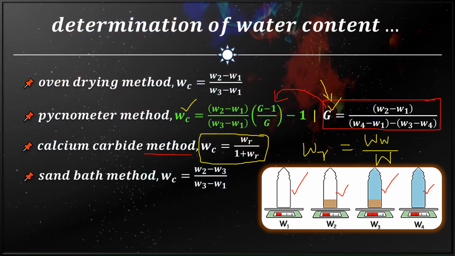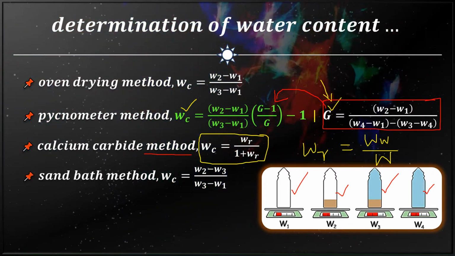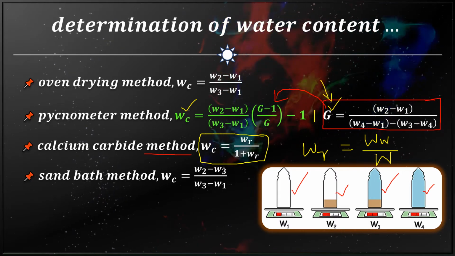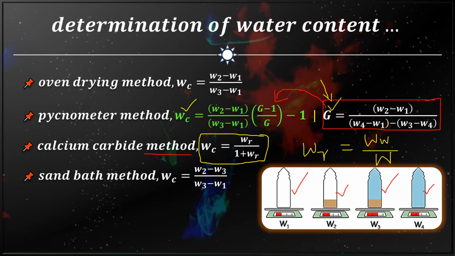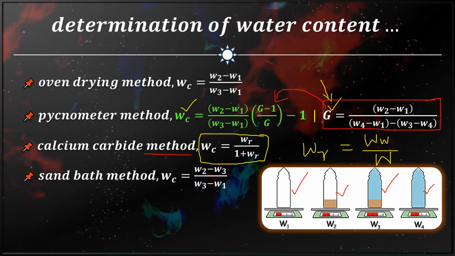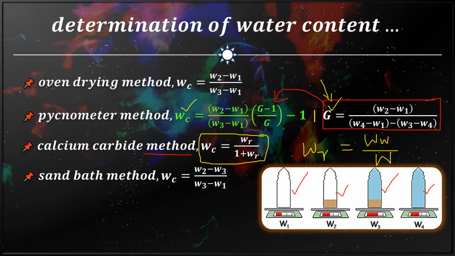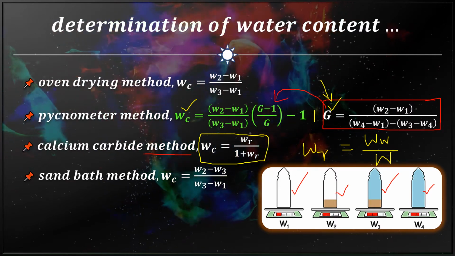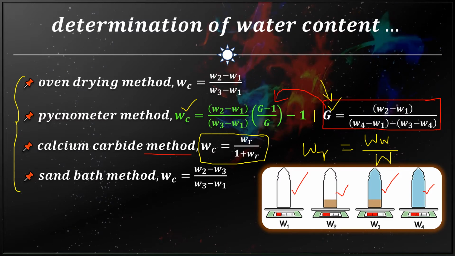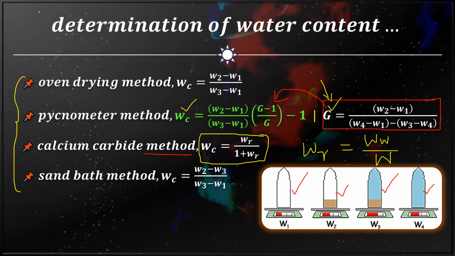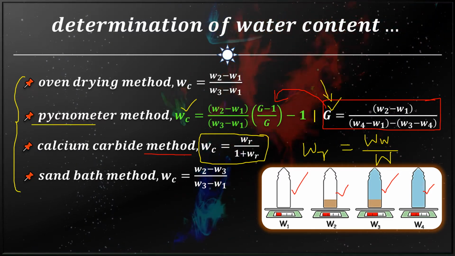And another method is the sand bath method, same as before: (W2 minus W3) divided by (W3 minus W1). And here also W1 is the weight of empty container, W2 is container and moist soil, W3 is container and dry soil. So these are some important methods regarding the determination of water content, and most important is the pycnometer method.